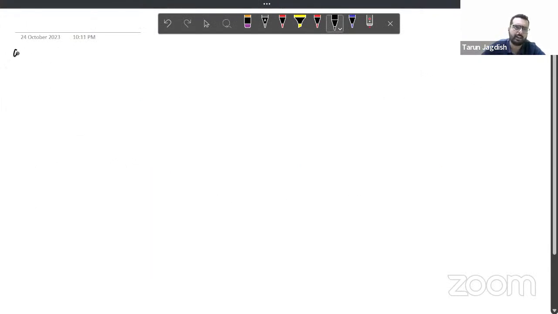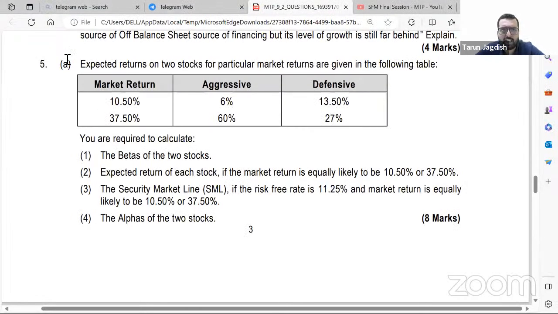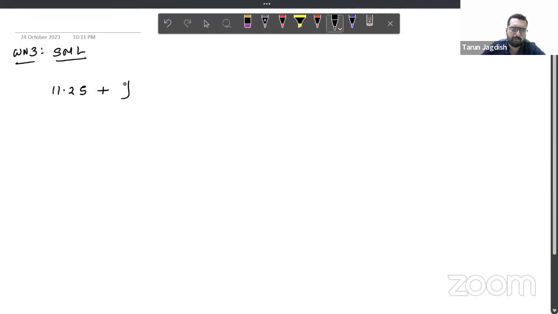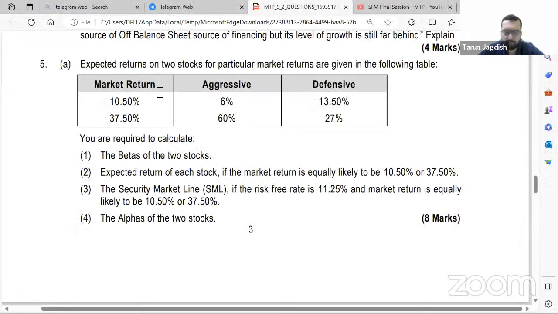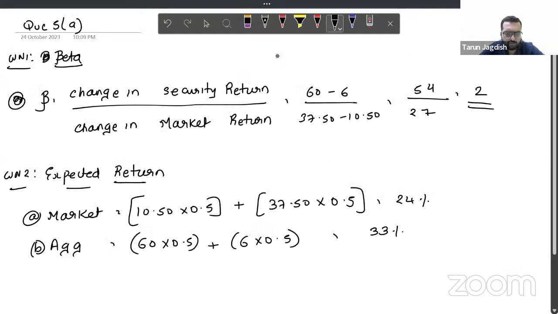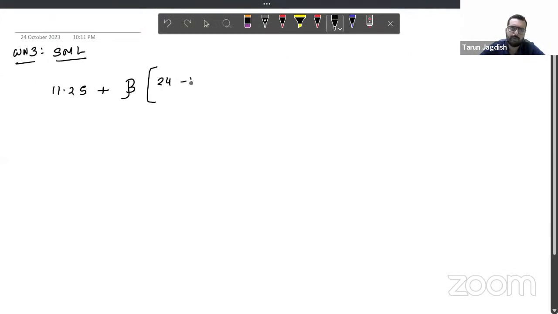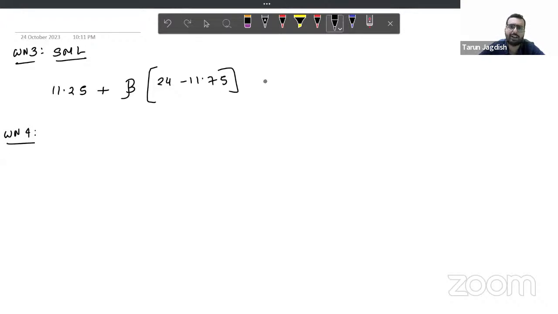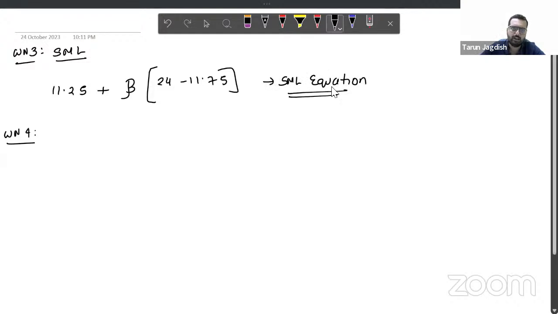Friends, security market line is nothing but the graphical representation of CAPM. So here it will be 11.25 plus beta, which will be kept as a variable, into RM minus RF. So RM is how much? 24 minus 11.75. This equation is what we call the SML equation.